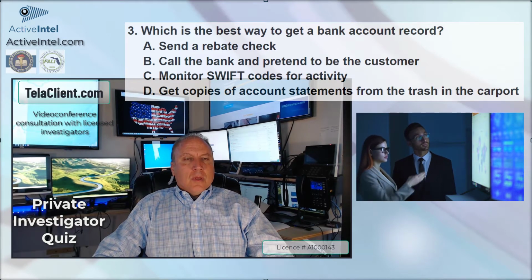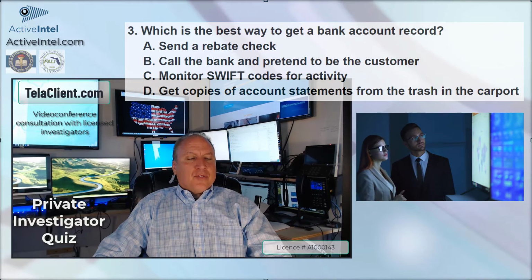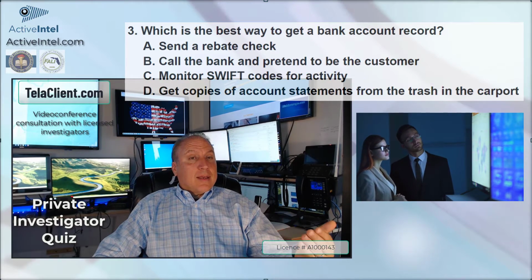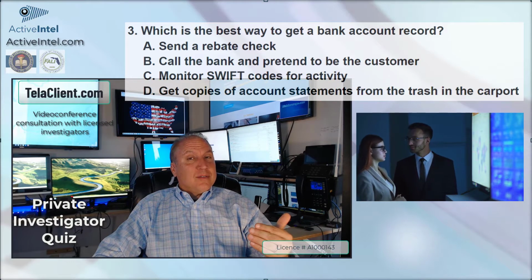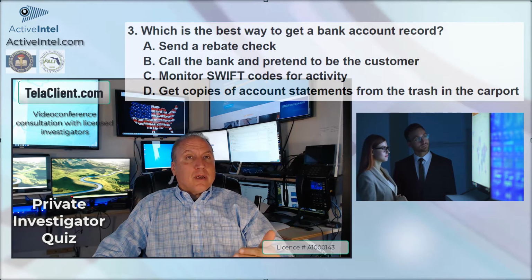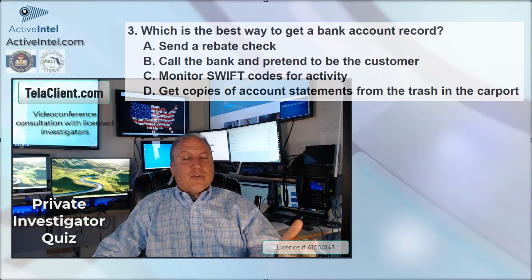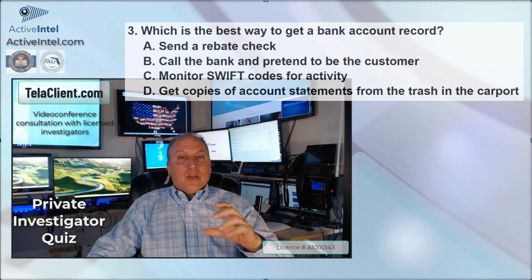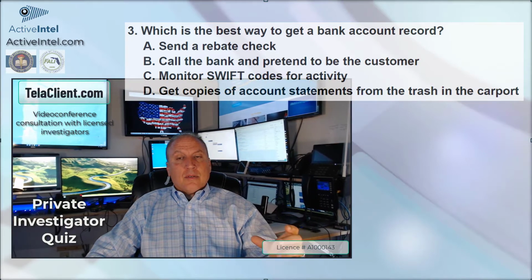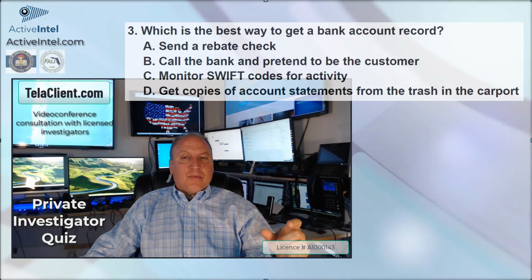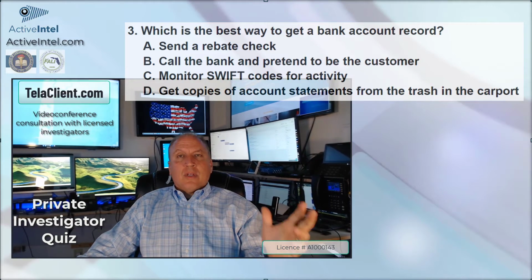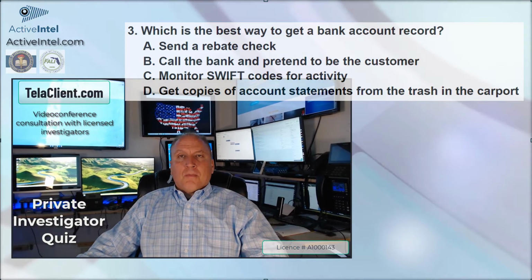So the first one is send a rebate check. This is where you send a check to the person you're trying to investigate, like a rebate check. Hey, congratulations, thanks for doing business with us. Here's your check for $10 for your rebate. Buy from us again. And they sign it, they cash it, they deposit it in their bank, and then you get a copy of that check back, and you see what their bank account is, right? And you make up a company name with a P.O. box so it looks official.